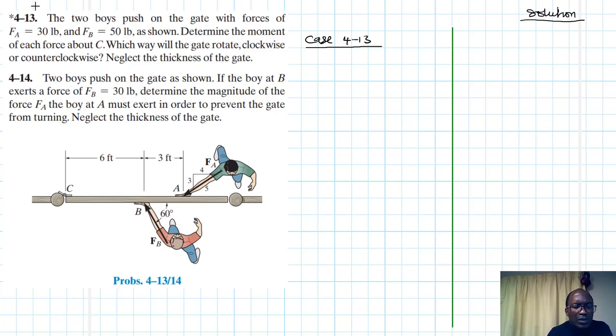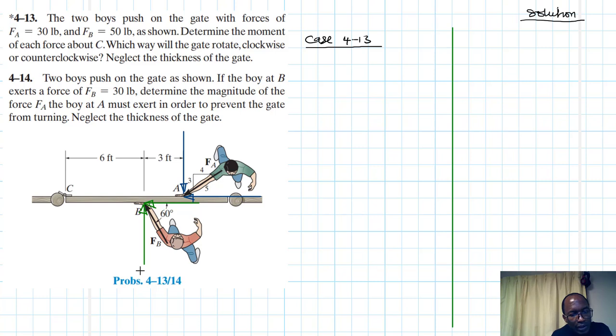Alright, before we do so, we need to divide these forces into their components along the x and the y. Let's start with Fa. Fa will have a component in this direction, like so, and another component in that direction. Fb will also have a component in this direction, and another component in that direction, like so.